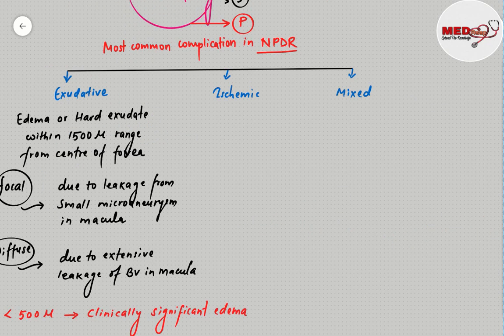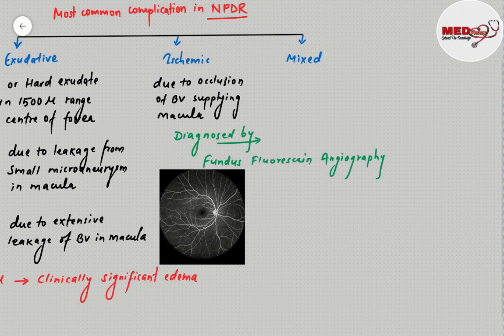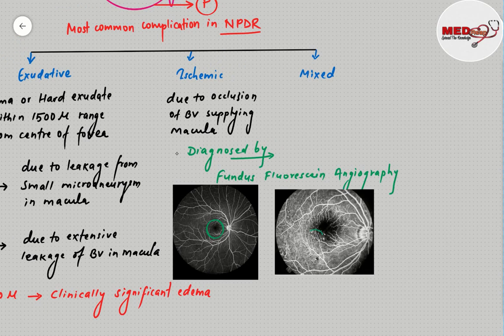Now let's come to the second type of maculopathy, that is called ischemic maculopathy, which occurs because of the occlusion of blood vessels supplying the macula. This kind of maculopathy can be diagnosed by fundus fluorescein angiography. This is the fluorescein angiography of the normal fundus. Here in the center we can see a small regular avascular zone which is actually fovea. This foveal avascular zone becomes enlarged and irregular in case of ischemic diabetic maculopathy as shown in this picture.